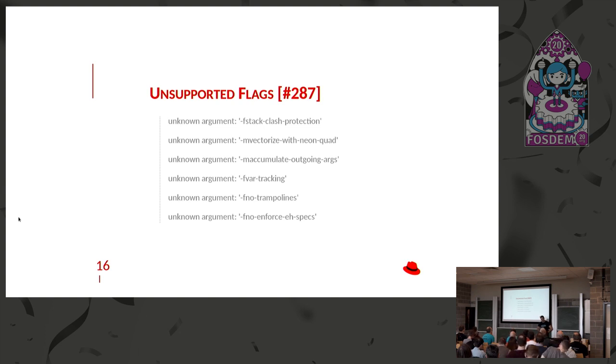No trampoline is more related to GCC implementing nested functions through trampolines, so it's a way to control that. And no enforce exception and leak specs. It's something to lighten the cost of exceptions and shrink the binary size. So maybe we could implement that. I don't know.